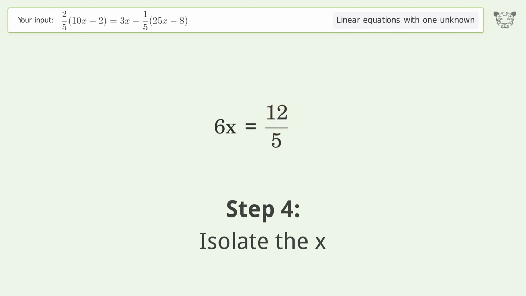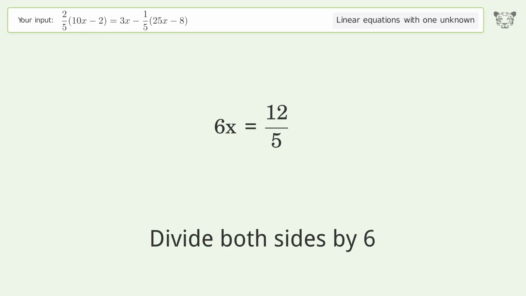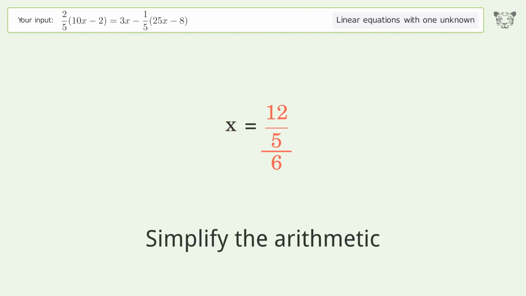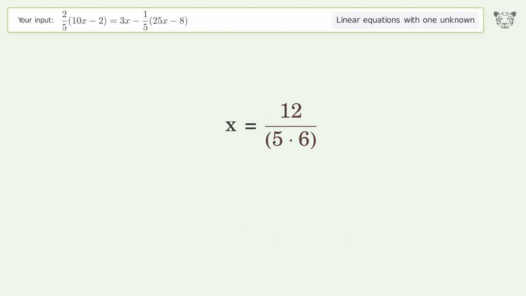Isolate the x. Divide both sides by 6. Simplify the fraction. Simplify the arithmetic. And so the final result is x equals 2 over 5.